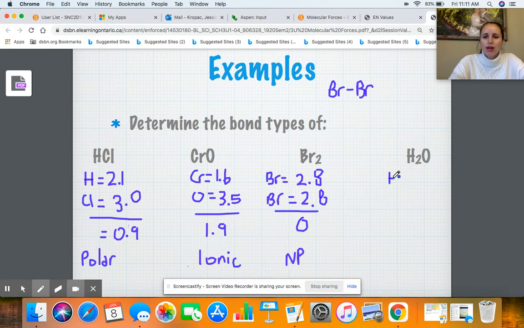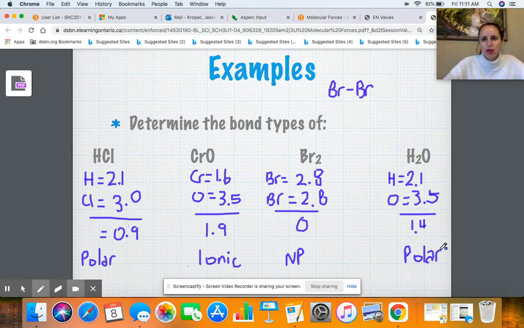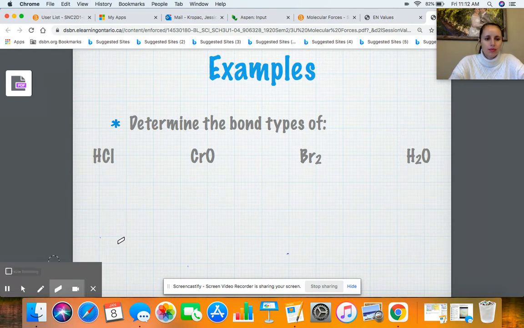Last up, we have water. So hydrogen has an electronegativity of 2.1. We already did that one. And oxygen we've already looked at as well. Oxygen has an electronegativity of 3.5. So if we subtract those two values, we're going to get a difference of 1.4. That falls in that middle range, so we would also consider this to be a polar bond. So pretty easy to classify which bond is which, right? Just a little bit of math, just punching them in on your calculator. Now we're actually going to look at defining each of these bonds and what they mean.